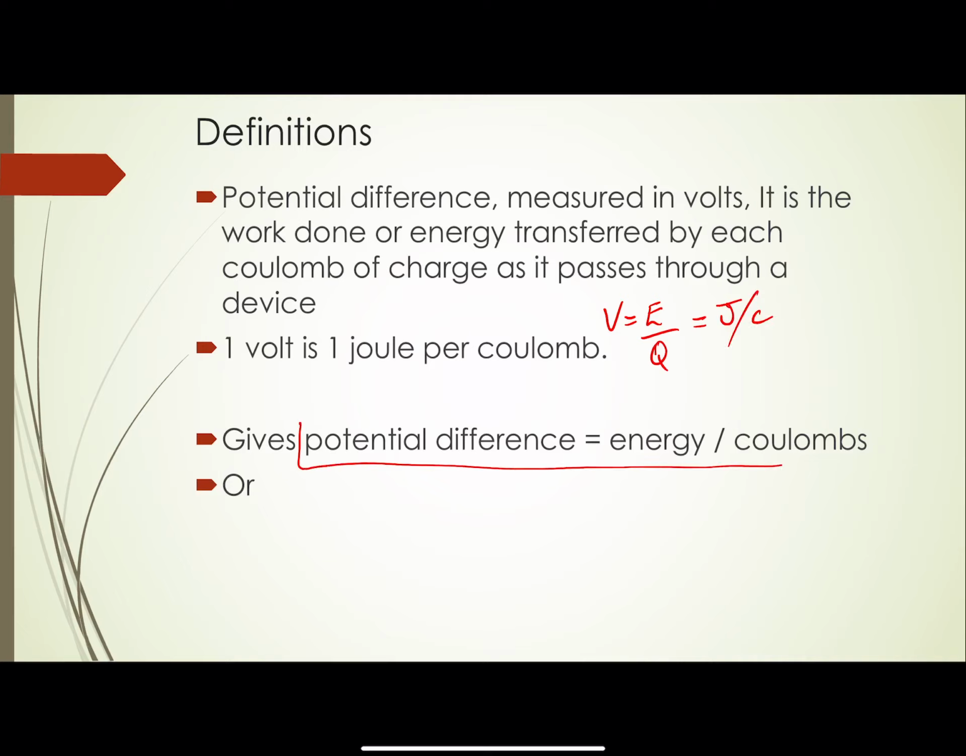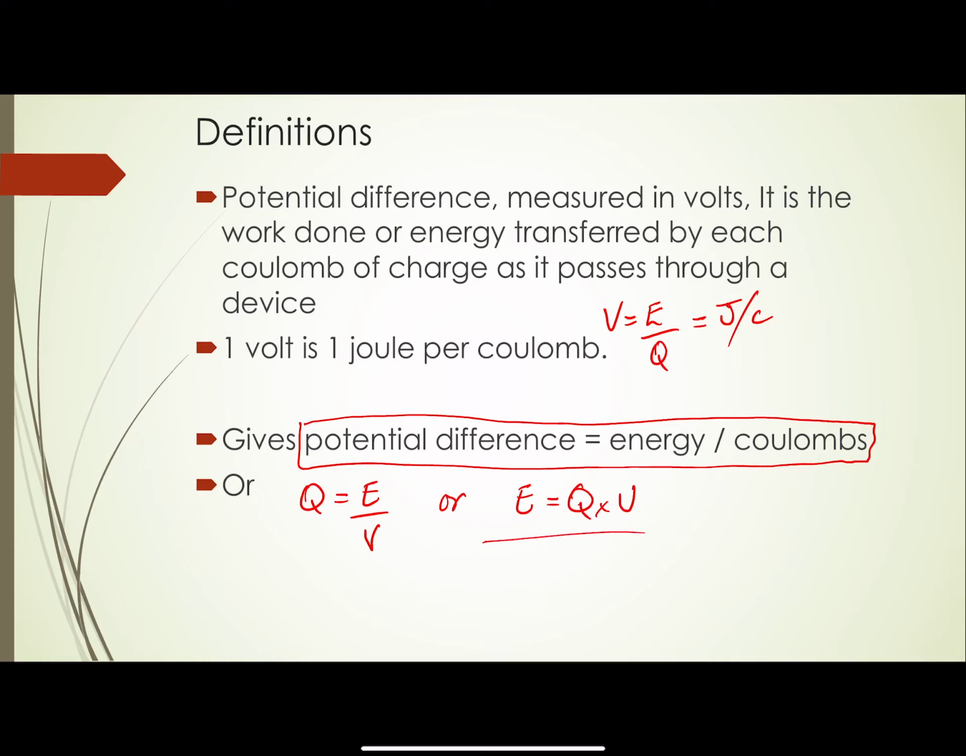Here's the equation: potential difference equals energy divided by coulombs. We can rearrange it to coulombs is energy divided by volts, or we could have the energy equals the number of coulombs times the voltage.